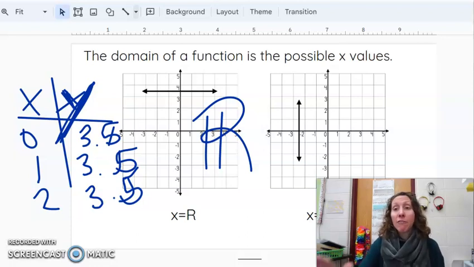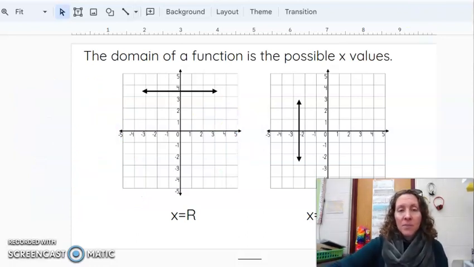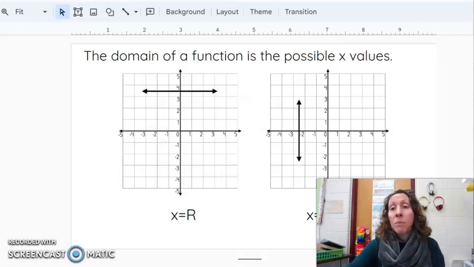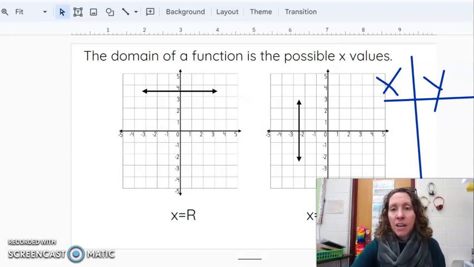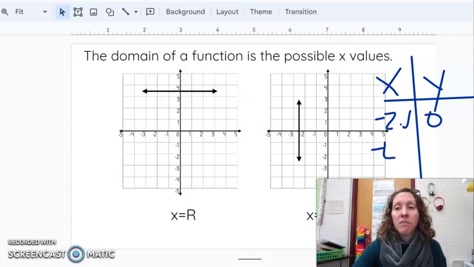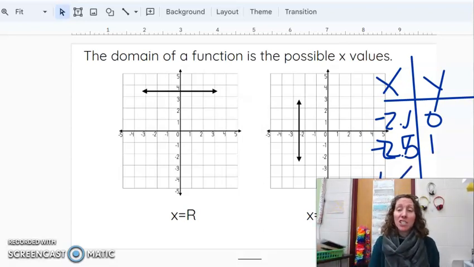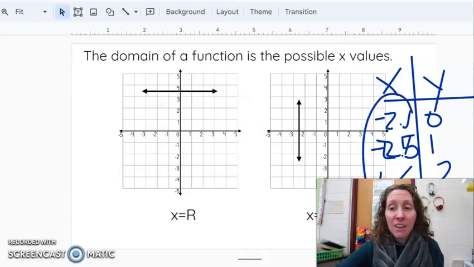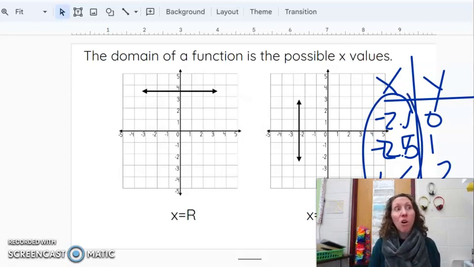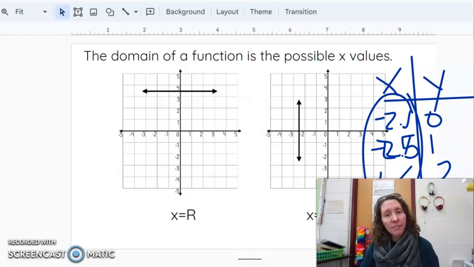All right, the next one is with a vertical line. So straight up and down. We make a table of values for that one. All right, we could have -2.5, 0, -2.5, yikes, 1, -2.5. Just pretend this is actually legible, 2, etc. So no matter what, my x value is always going to be -2.5. So for this one, x is equal to -2.5.